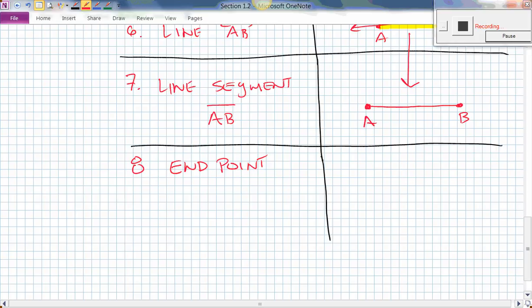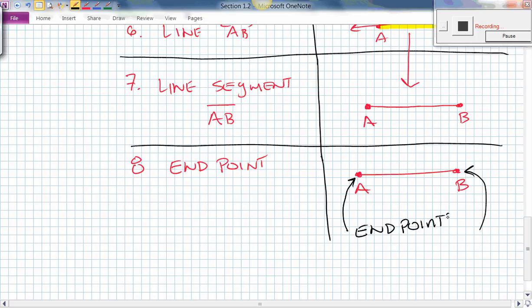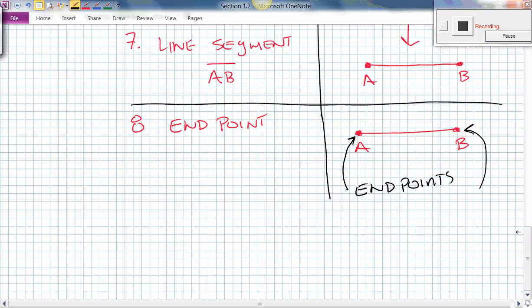Endpoint. Let's copy that down again. If you had to take a guess, where would you think the endpoints are? There's 2 of them there. A and B. Very good. A and B, we call these endpoints. Very good. All right, hang in there. There are only 2 more.